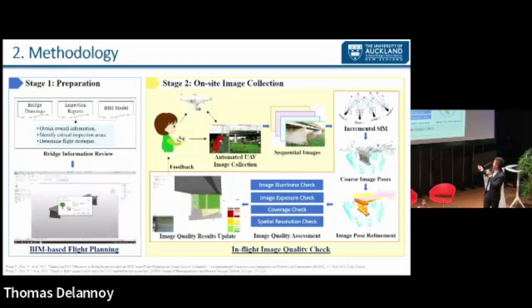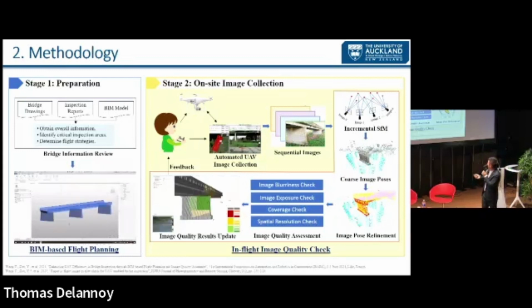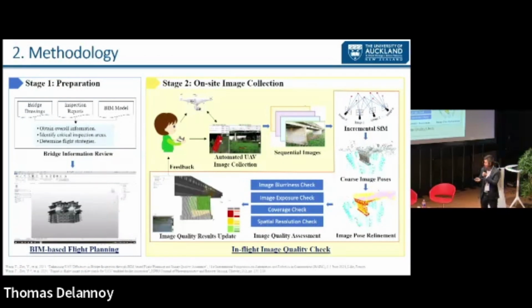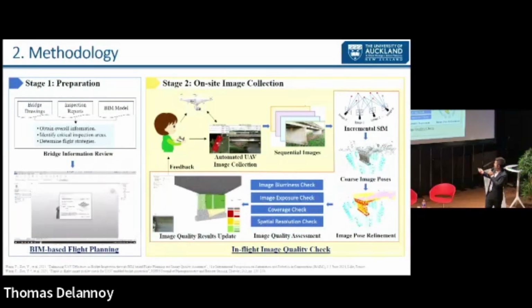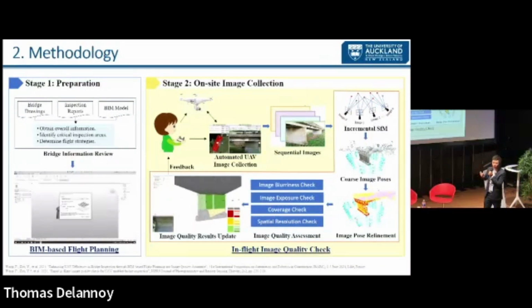We use the incremental, so we use the 3D reconstruction technologies to generate the 3D point cloud for the bridges step by step. And then we run the image blurriness and also exposure check, coverage check, and also spatial resolution check. And then further project those results into color-coded information and map them into the 3D model.